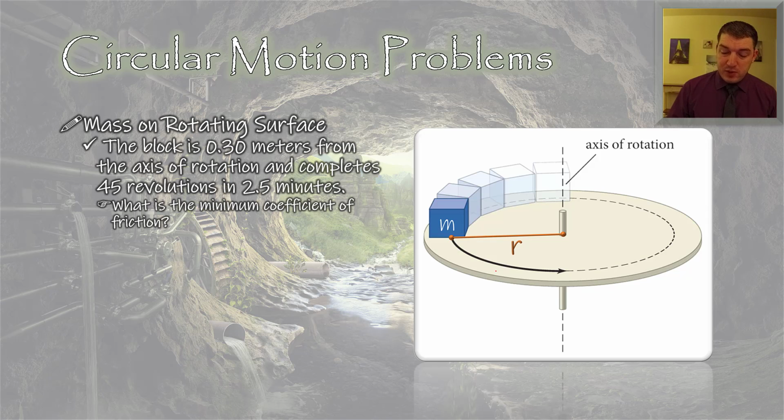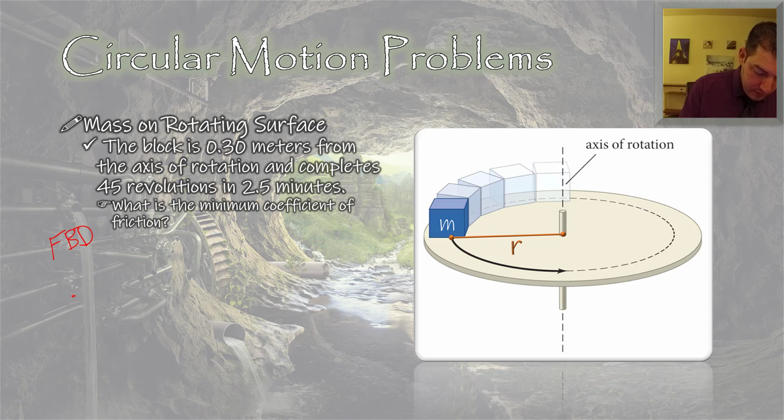But since there's friction between them, that means that it ends up moving with it, and sometimes students think there would be a tangential friction. There's not a tangential friction because we're not speeding up or slowing down. We're rotating at a constant 45 revolutions for every 2.5 minutes, so there is a force of friction, but it's not tangent. The best way to start this problem is to start with a free body diagram.